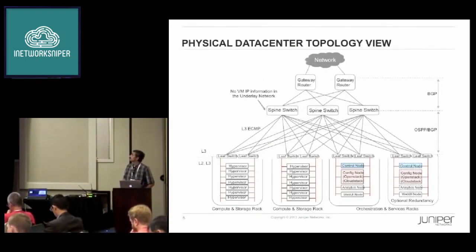In terms of the physical topology, a typical cloud data center would have leaf and spine switches, which have an IGP between them. And then there are gateway routers, which talk to the spine switches. And then there are racks of servers. And these could be the servers where the virtual machines run. And some of these racks could also be used to run elements of the Contrail solution. So this could be the configuration, control, protocol, analytics, and the UI.